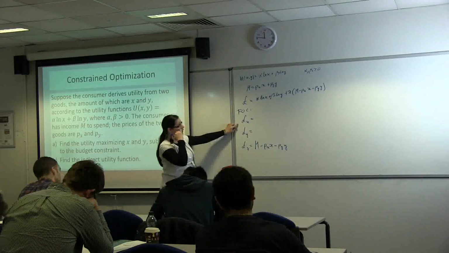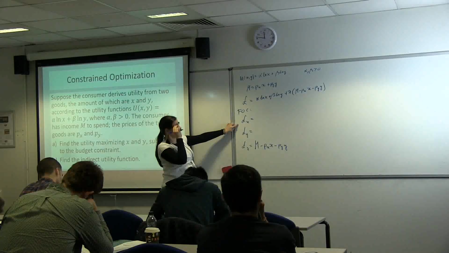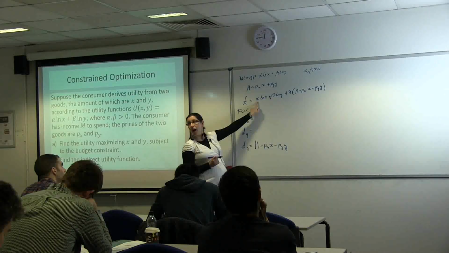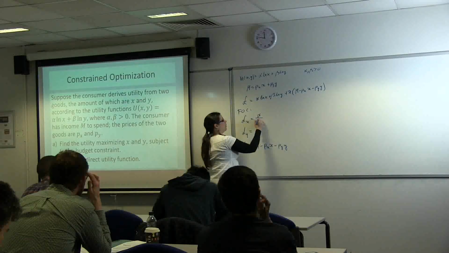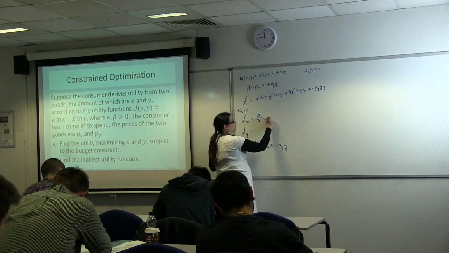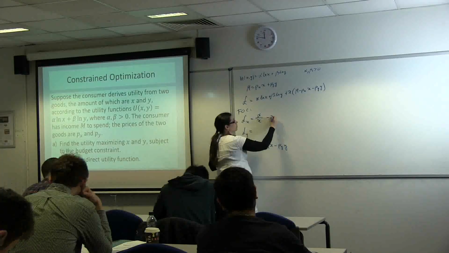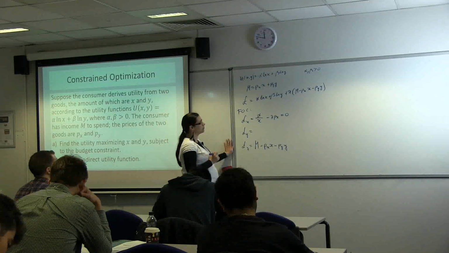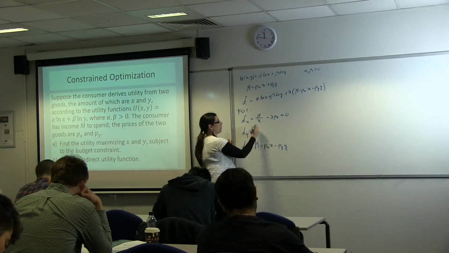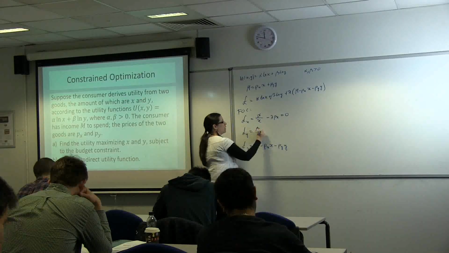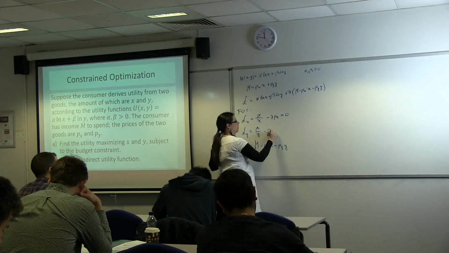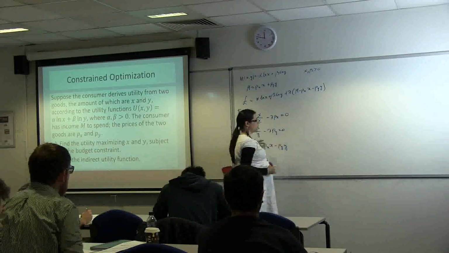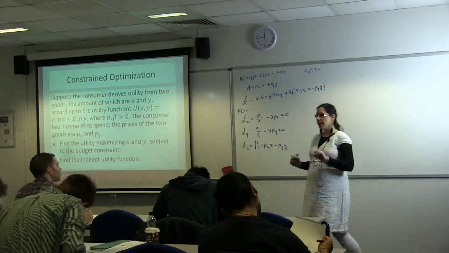And then, what's the derivative with respect to x? That's not lambda. Alpha over x minus lambda px, and that has to be equal to 0. The other one is with respect to y, so that will be beta over y minus lambda py, and that has to be equal to 0. So what are you going to do with these equations then?